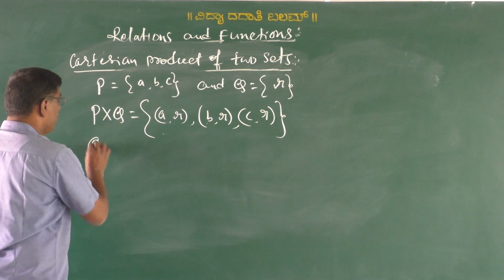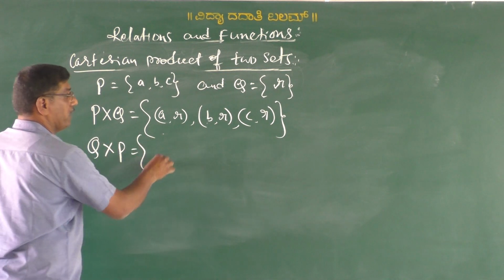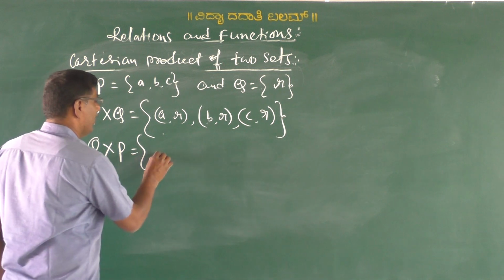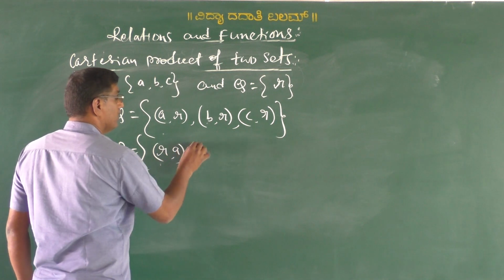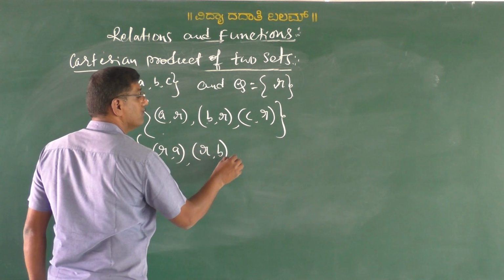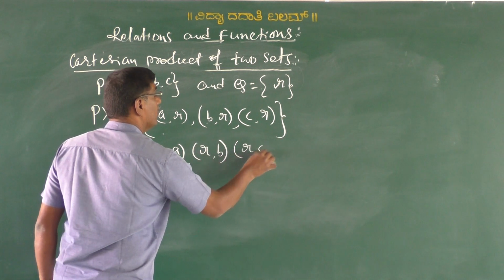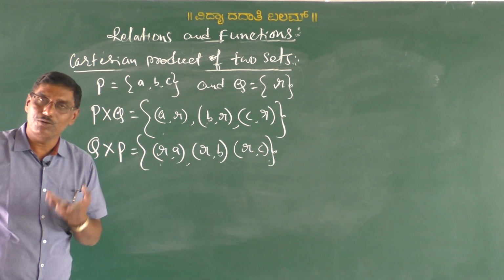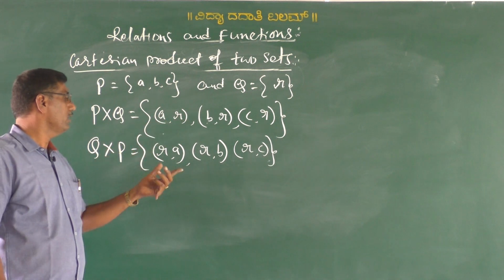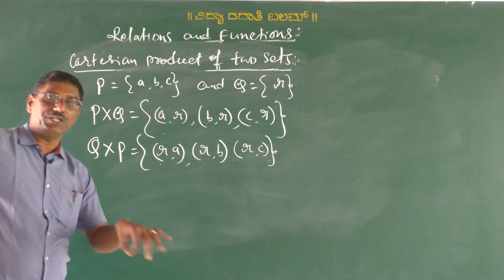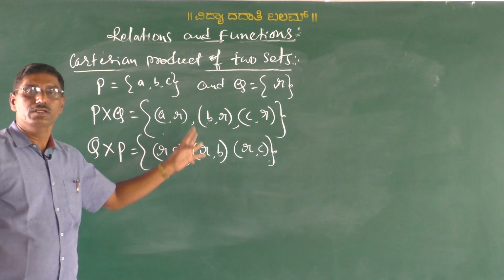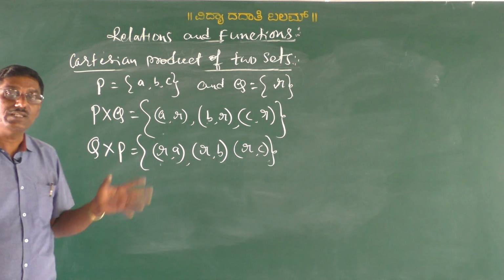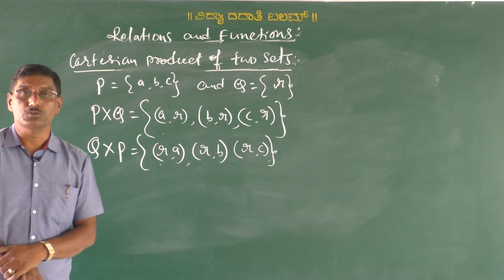Next, Q cross P. We get the set of all ordered pairs. Already we know that is R comma A, R comma B, and the last one is R comma C. Isn't it, here P cross Q is equal to Q cross P? No, since ordered pair A comma R is not equal to ordered pair R comma A, similarly the others also. Yes, okay. These are some examples on Cartesian product of two sets.